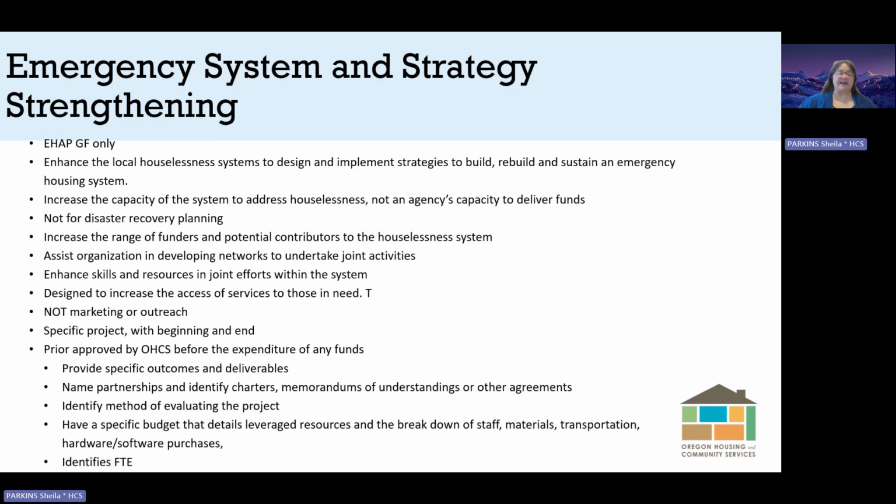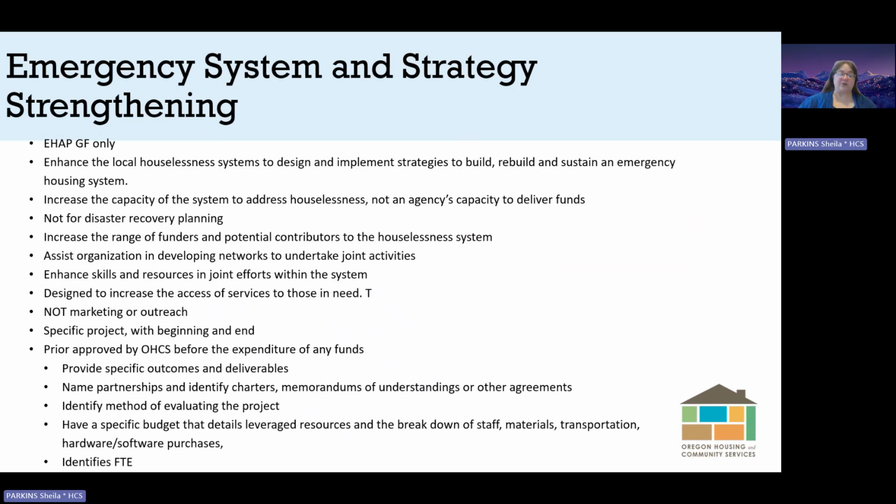This use of funds is intended to enhance the local houselessness system, to design and implement strategies to build, rebuild, and sustain an emergency housing system. This is meant to increase the capacity of the system to address houselessness. This is not meant to increase an agency's capacity. It is also not meant to address disaster recovery efforts. This is not just another category that you can use for program delivery or admin needs.